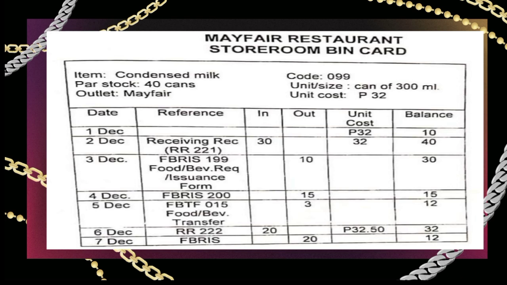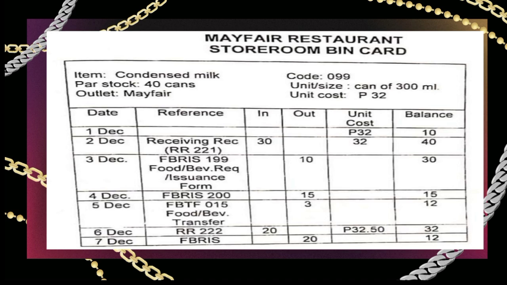This is a sample of a bin card. In the procedures governing the use of a bin card, first, assign a bin card to each inventory item. Indicate the name and the description of each item as well as the serial number. This bin card is for condensed milk, with the code 099. Indicate and establish the par stock, so you will also put how many stocks this item has.